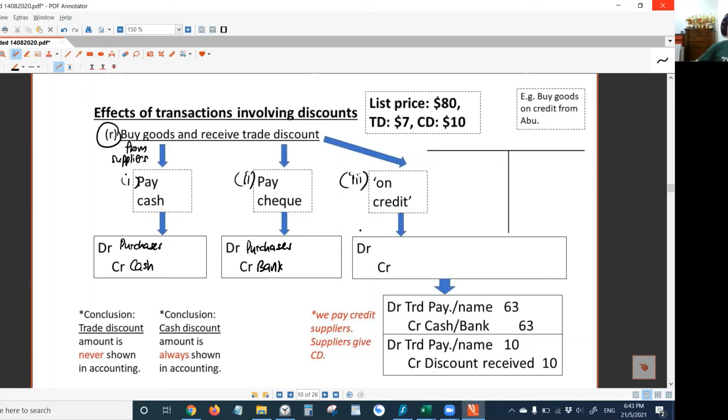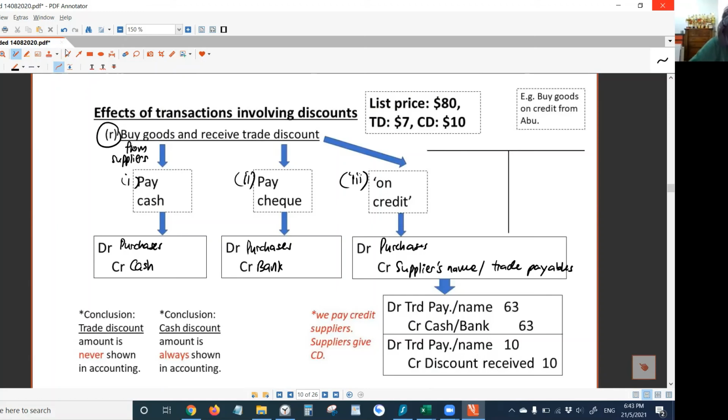Number 3, R3: debit purchases, credit trade payable. So write the supplier's name, credit supplier's name or trade payables. If no name is given, then you credit trade payables. If names are given, we must always use the names. We cannot write trade payables.